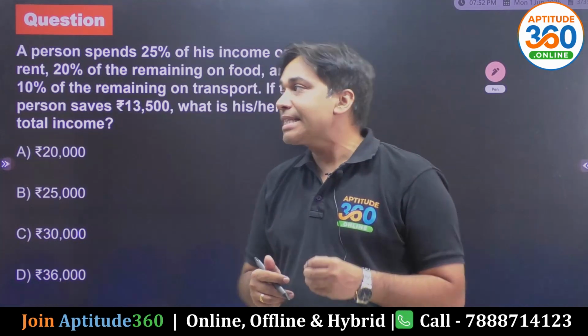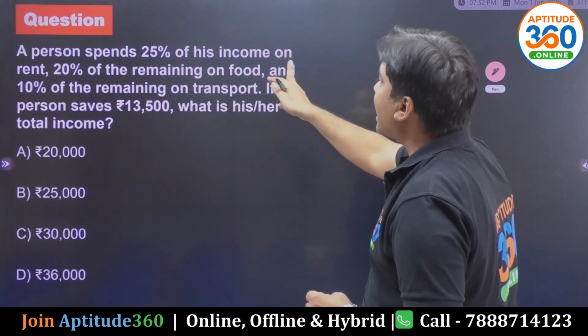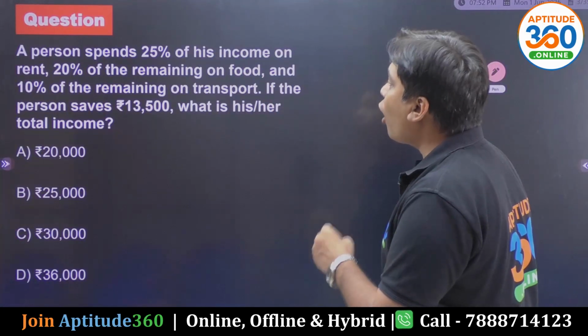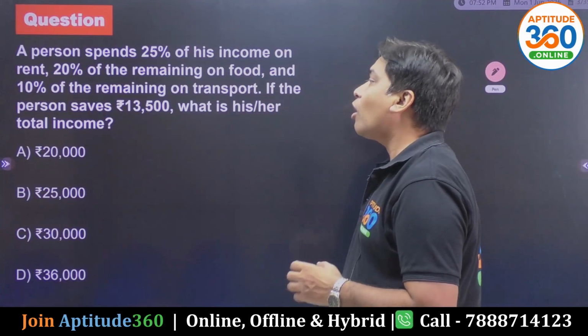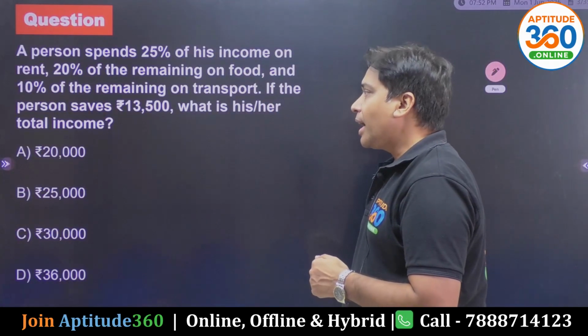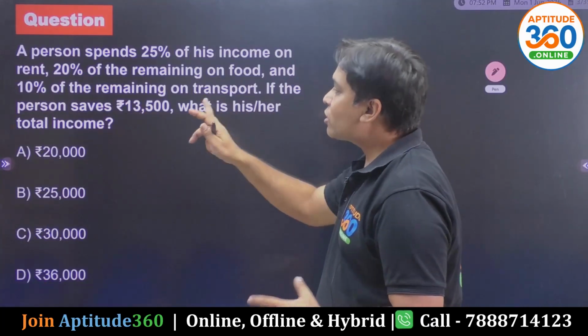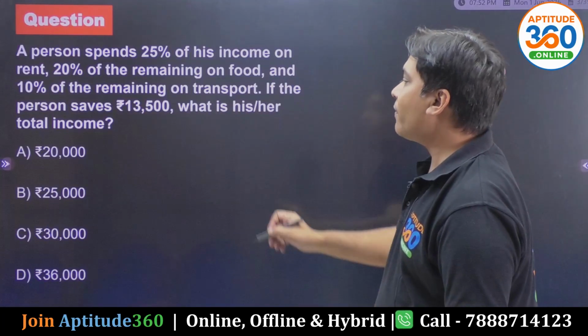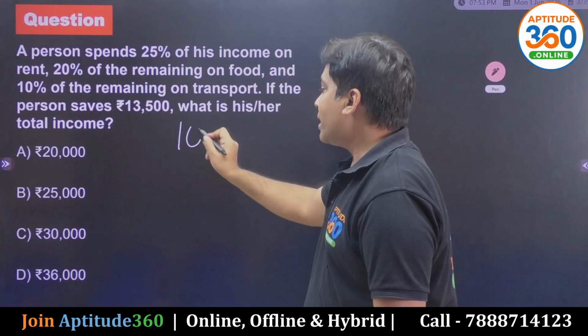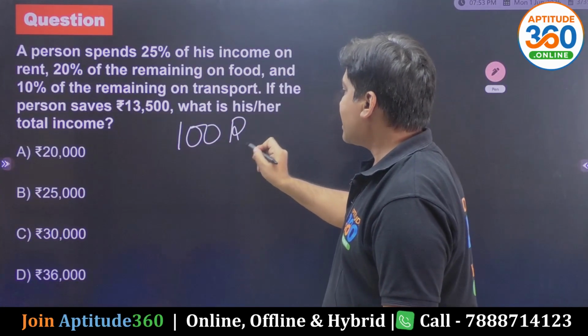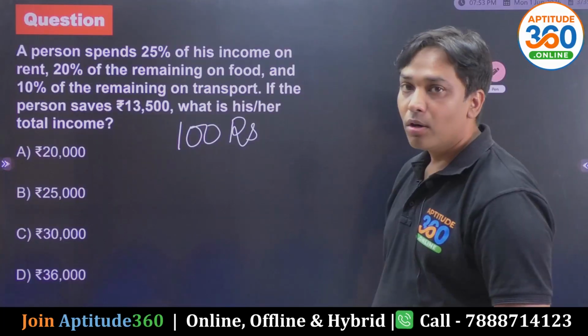A person spends 25% of his income on rent, 20% of the remaining on food, and 10% of the remaining on transport. If the person is saving 13,500, what is his or her total income? Please understand this. What if I take 100 rupees as his income, right?